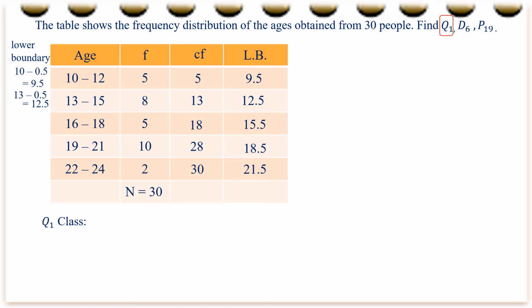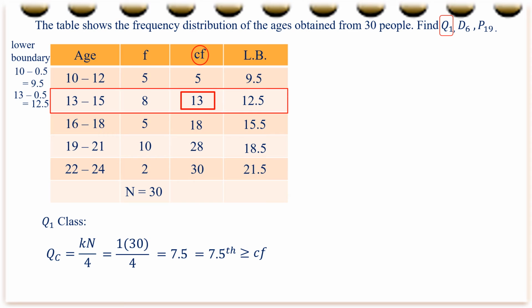First, we are going to determine the Q1 class. To determine it, we use Qc equal to Kn over 4. We substitute the value of K, which is equal to 1, and N, which is equal to 30. So we have 1 times 30 over 4, and 30 over 4 is equal to 7.5. It means that Q1 is located at 7.5. Let's take a look at CF, the first number greater than or equal to 7.5. Correct, it is 13. So this is your Q1 class.